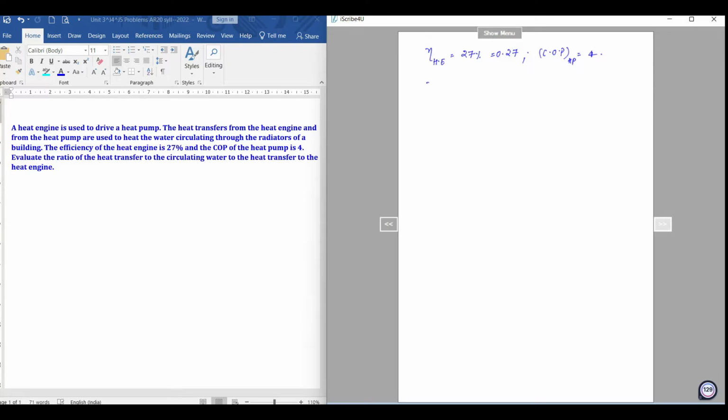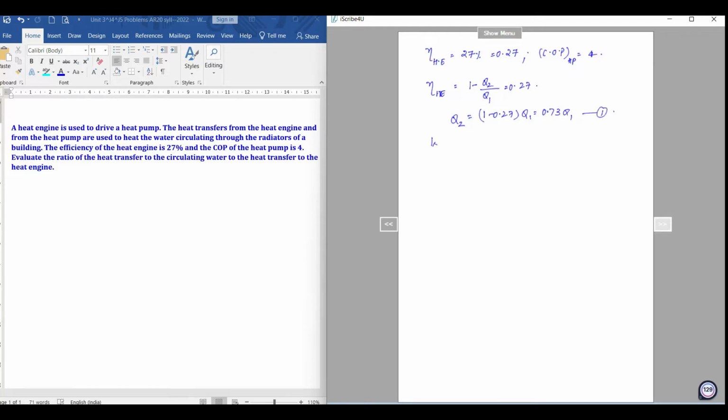So the efficiency of a heat engine I can write as 1 minus Q2 by Q1, which equals 0.27. So from this I can calculate what is Q2. That is 1 minus 0.27 times Q1, which equals 0.73 Q1. Let me call this equation 1.